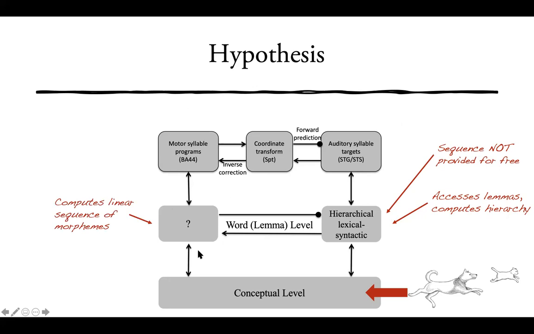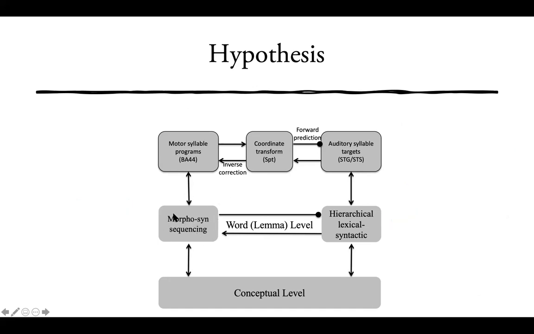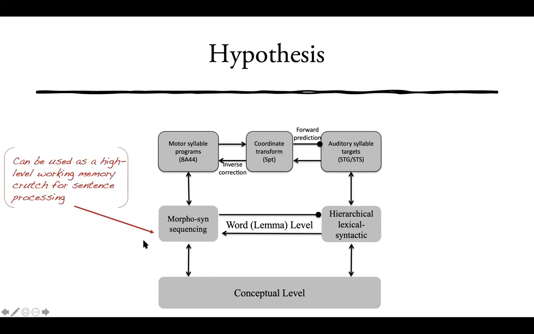And the idea is that this other component of the network is the thing that's doing the linear sequencing of the morphemes or lemmas. So the idea is that this component of the network is doing morphosyntactic sequencing. Incidentally, this can be used as a high-level working memory crutch for sentence processing during receptive syntax.